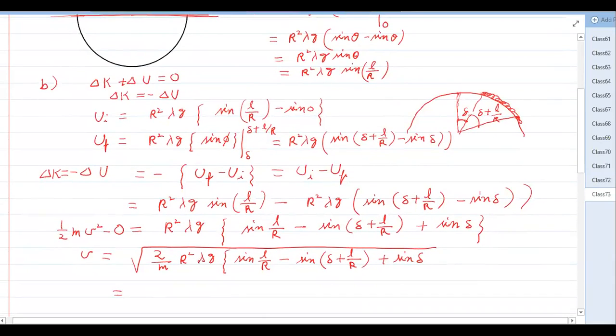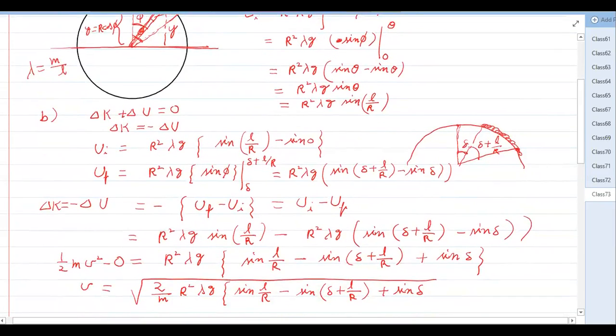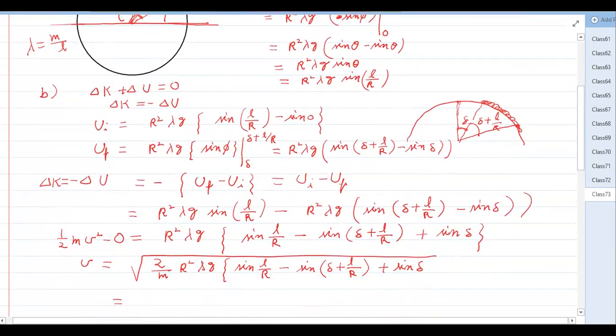So this much we can write, and the mass and lambda are related. What will be lambda? Lambda is total mass by total length. So lambda by m is 1 by L. So we can write 2 R square g by L, and sine L by R minus sine of delta plus L by R plus sine delta. So this will be the final answer.